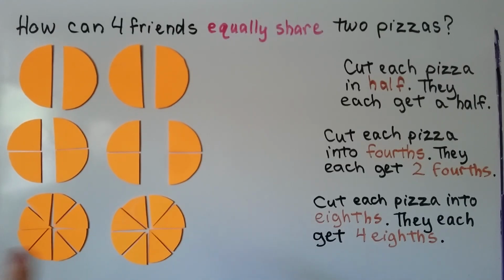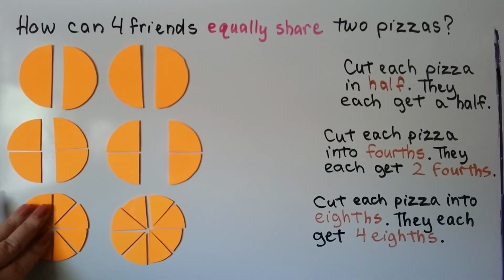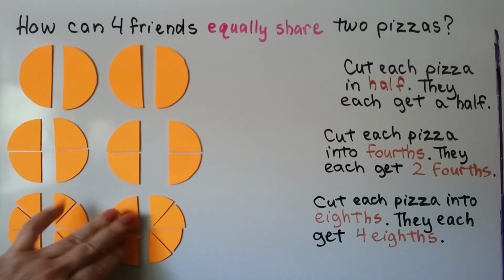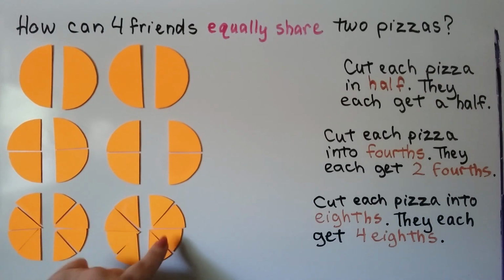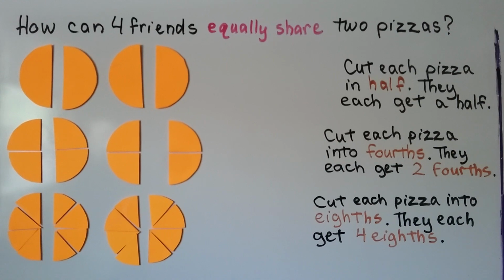We could also cut each pizza into eighths. We have 1, 2, 3, 4, 5, 6, 7, 8 pieces, 8 slices in each pizza. They would each get 4 eighths. They would each get 4 of the slices. That would be 1 friend, 2nd friend, the 3rd friend, and the 4th friend. They would each get 4 eighths.